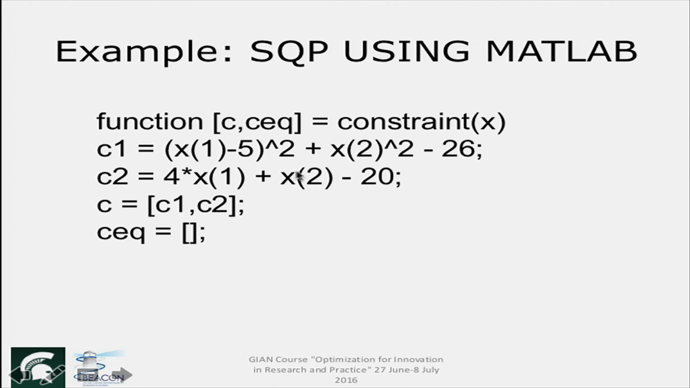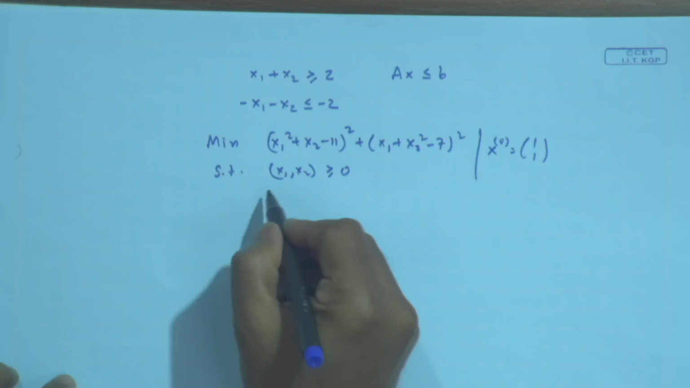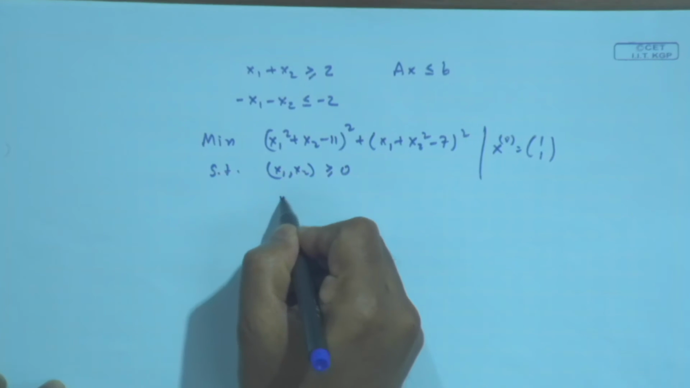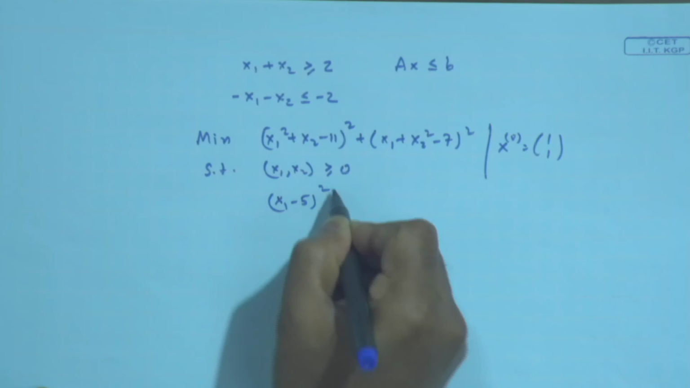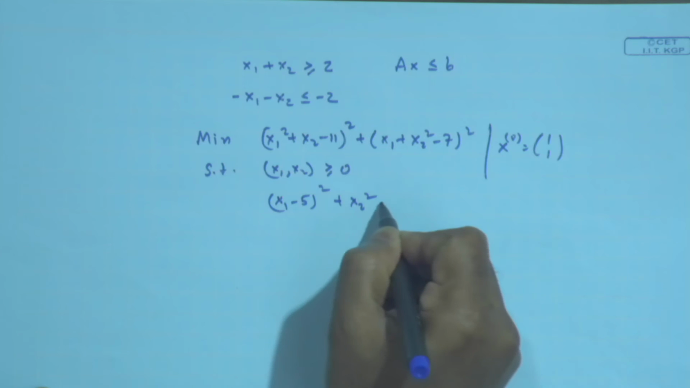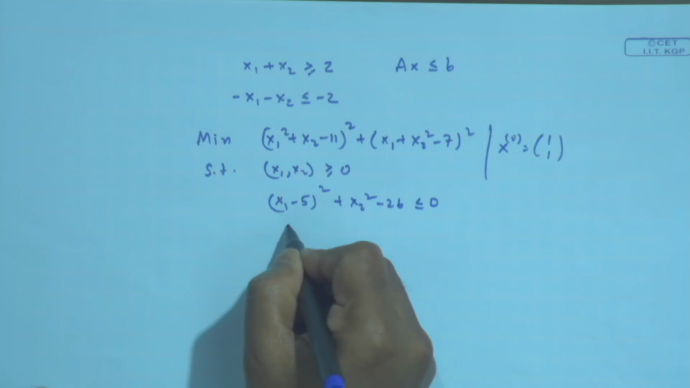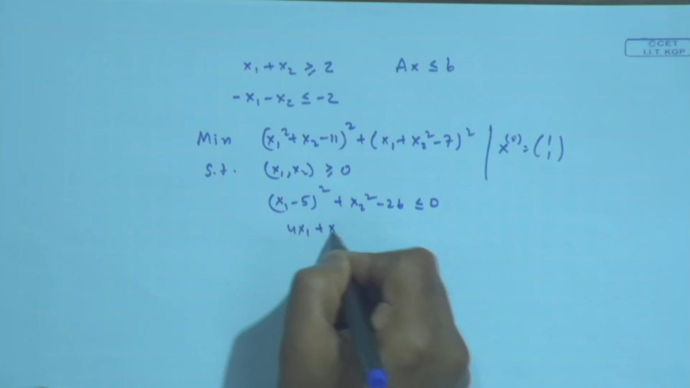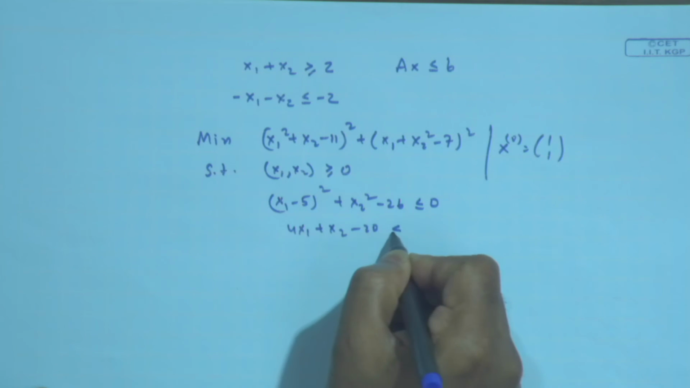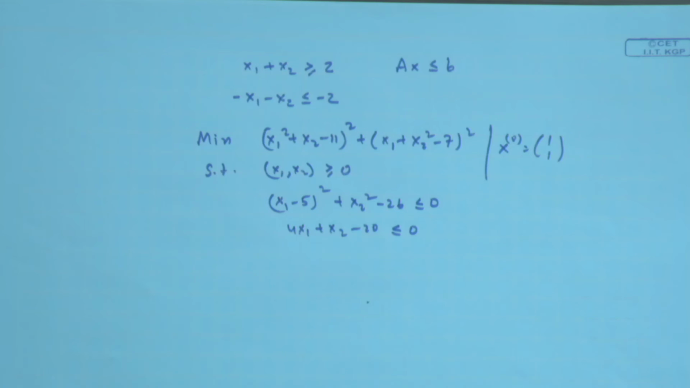The constraint function, oh sorry, I've added the constraints. So this is not the only problem. I could have solved it without the constraints, but I have added here (x1 minus 5) squared plus x2 squared minus 26 less than or equal to 0. Here it assumes less than or equal to 0. And 4 x1 plus x2 minus 20 less than or equal to 0. So these are the two constraints I am using, and this is exactly the problem.